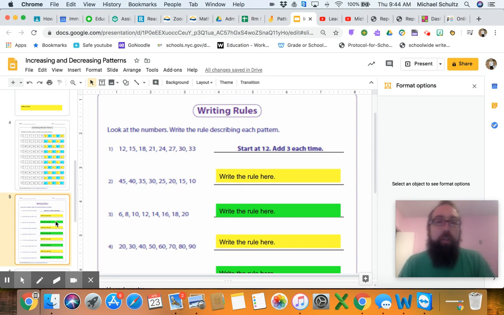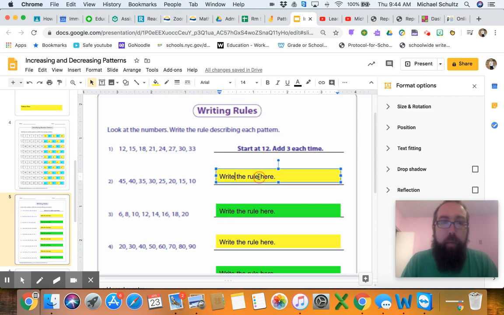The next sheet that we're doing, so there's only 2 sections here, is looking at pattern rules, the rules of the pattern. So it says look at the numbers and write the rule describing each pattern. So this one has 12, 15, 18, 21, 24. And so we're always talking about where we start. So they started at 12, and then they're adding 3 each time. This one is a decreasing pattern. So they start at 45. And then we look at how much they're decreasing by every time.